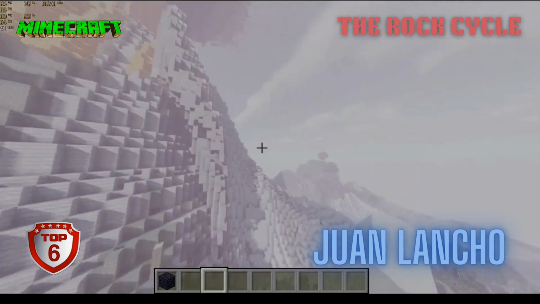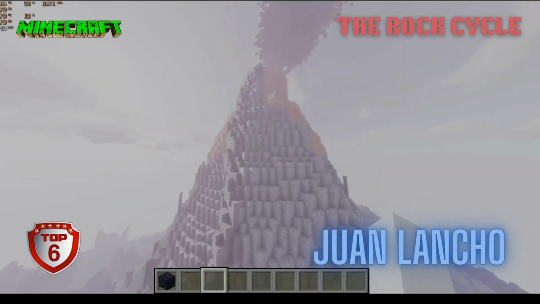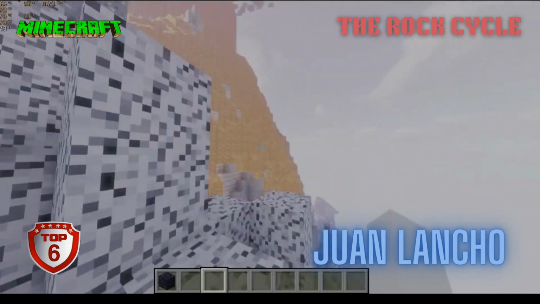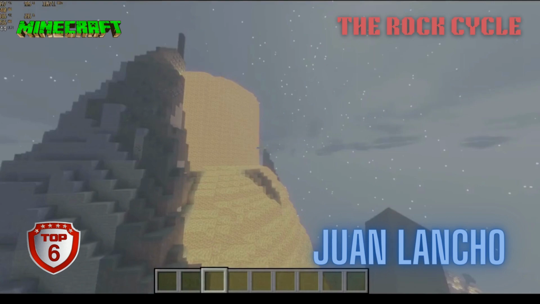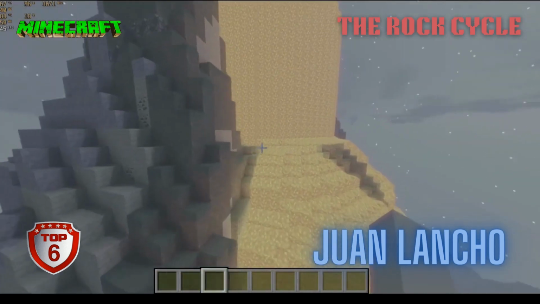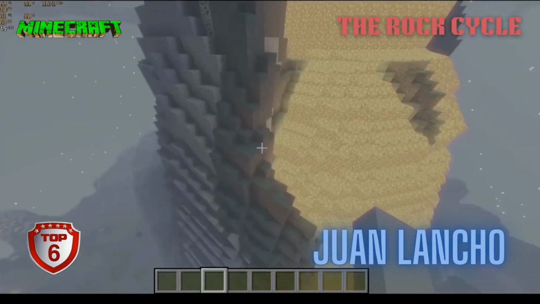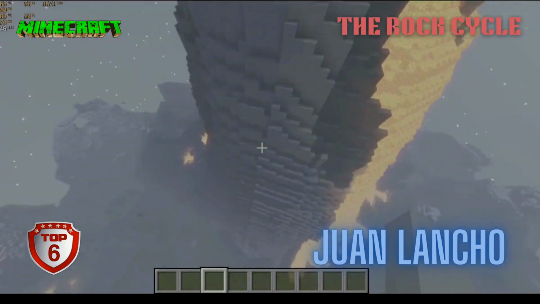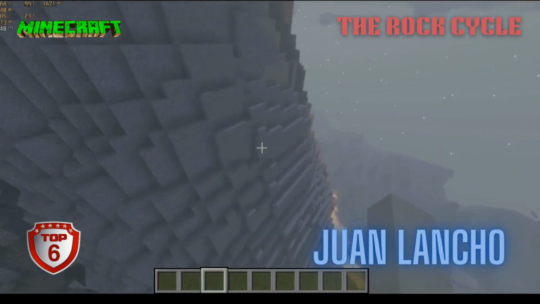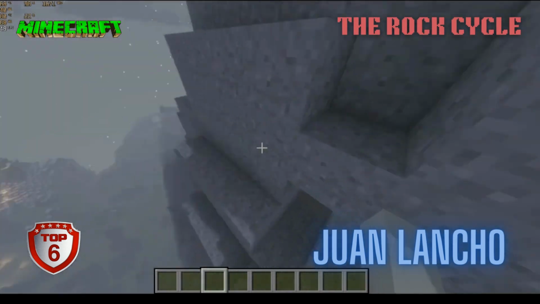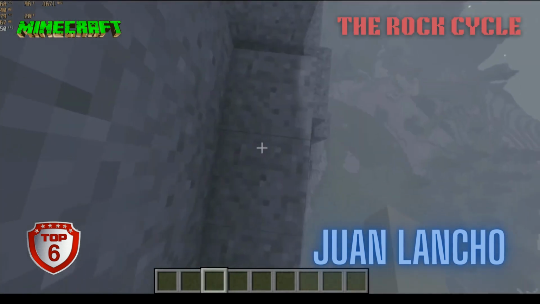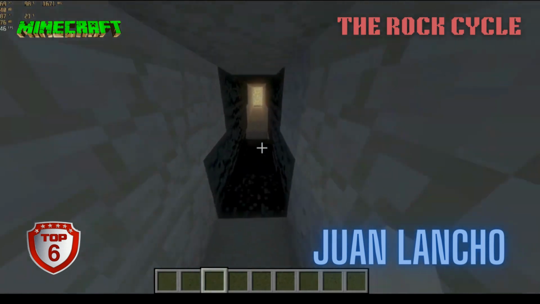I will wait for the volcano to get cold to see the plutonic rocks that form inside the volcano. So I will wait for the eruption to finish. The eruption finished, so I will search for the plutonic rocks. So I will go into the volcano.